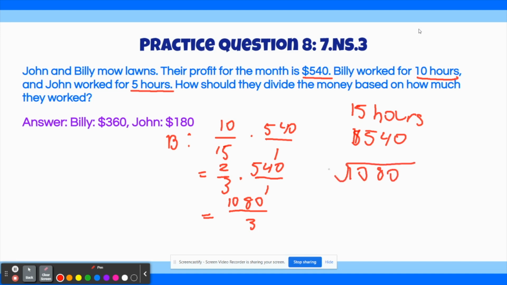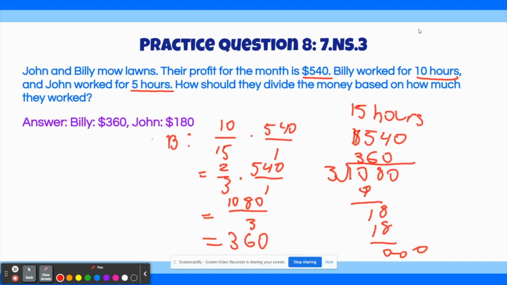Divided by 3. 3 goes into 10 3 times, and 3 times 3 is 9. 10 minus 9 is 1. Bring down the 8 to get 18, and then 3 goes into 18 6 times. 6 times 3 is 18. Subtract to get 0. 3 goes into 0 0 times, so we get 0. 0 times 3 is, again, 0. 0 minus 0 is 0, so we get a remainder of 0, and our answer is 360. So that's just for Billy. He gets $360.